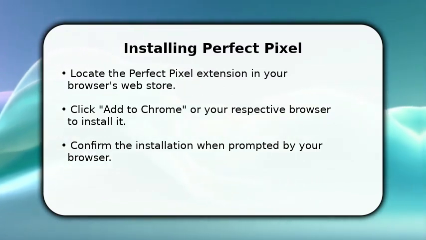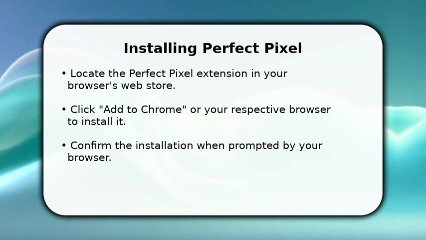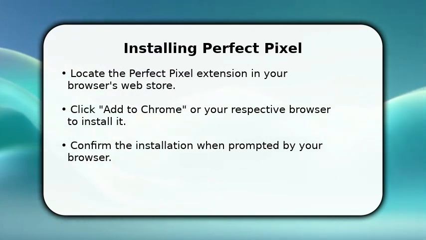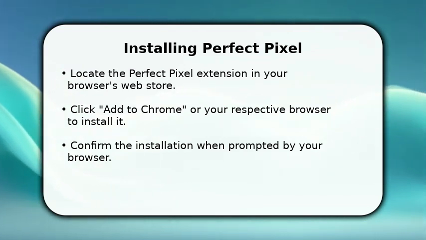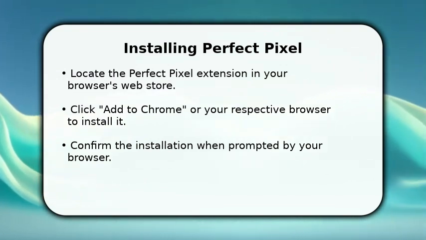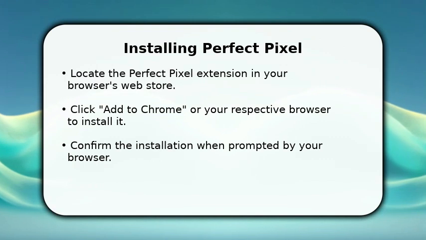First, open your browser's web store, like the Chrome Web Store. Search for Perfect Pixel and click the Add to Chrome button. A small pop-up will ask for confirmation. Simply click Add Extension to complete the installation. This process usually takes only a few seconds, making it quick and easy to get started with precise design adjustments.